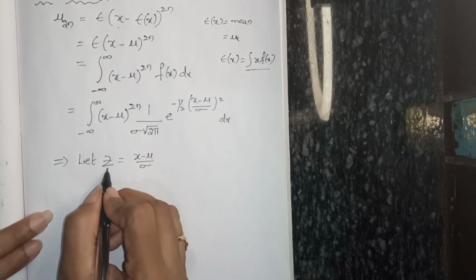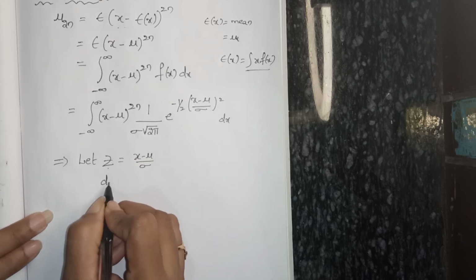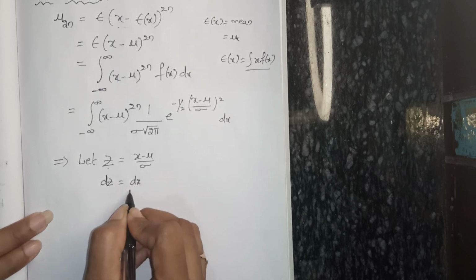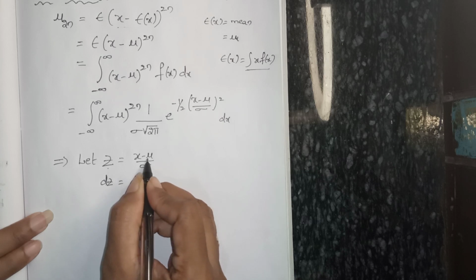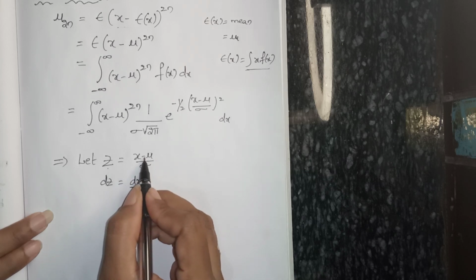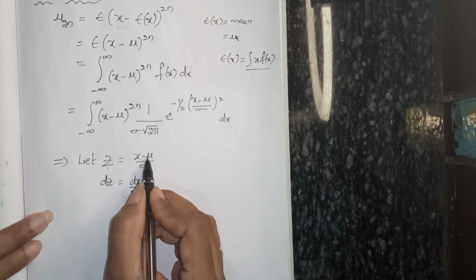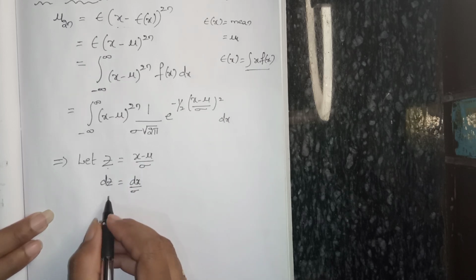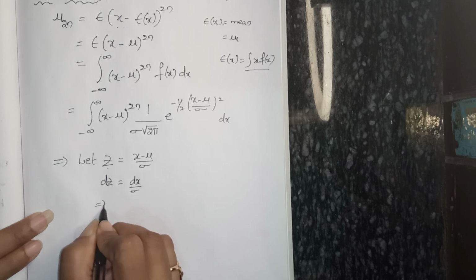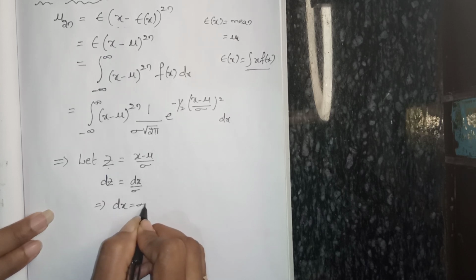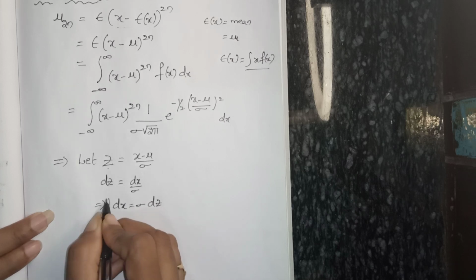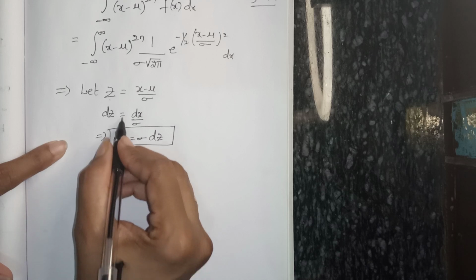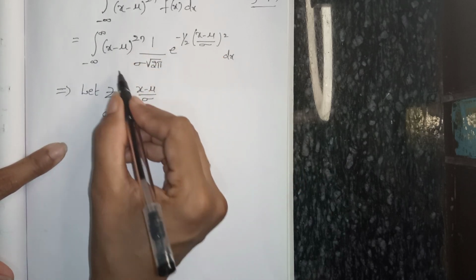Now differentiating on both sides, dz equals dx by sigma minus the derivative of mu by sigma. Mu is a constant, so its derivative is 0, because there is no x term in it. So dx by sigma is the remaining term. That implies dx equals sigma dz. Hope you all understand till here. Now we have to substitute these values in the above term.